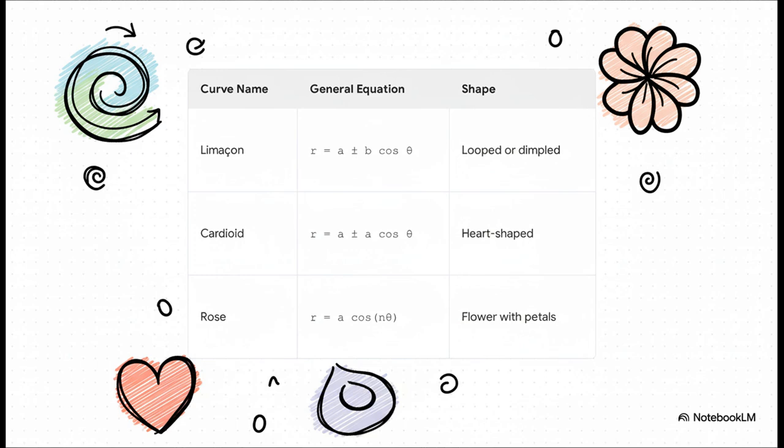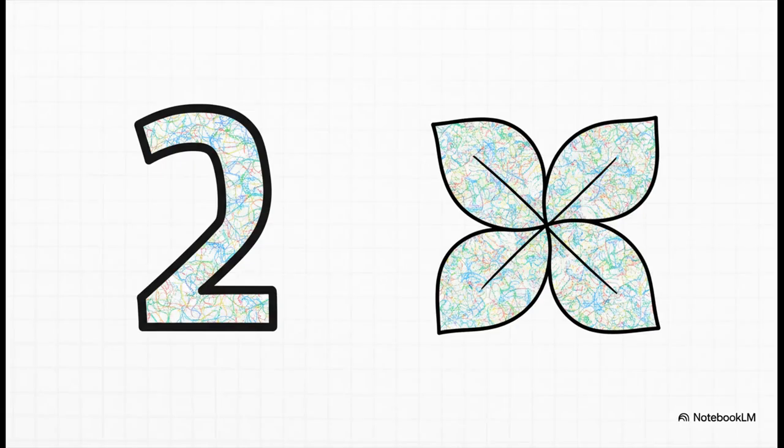You've got things called limacons, which kind of look like dimpled hearts. There's a special type of limacon called the cardioid, which is a perfect heart shape. And then there are my personal favorites, the rose curves, which, you guessed it, look exactly like flowers. And there's this amazing little trick for those rose curves. Just look at the number that's multiplying theta inside the cosine. We'll just call it n. Now get this. If n is an odd number, the flower will have exactly n petals. But if n is an even number, you get double that amount. You get 2n petals. How cool is that?